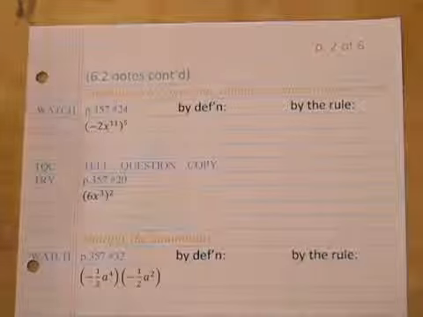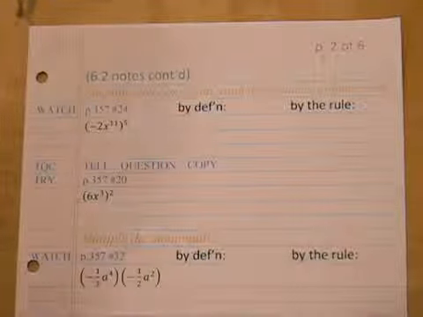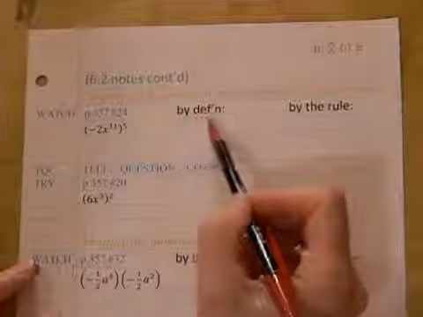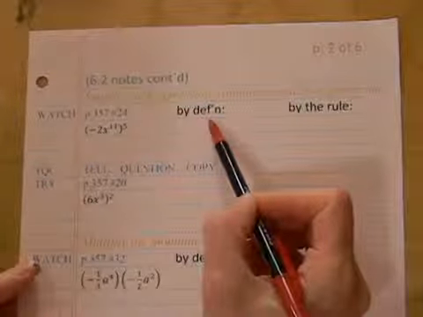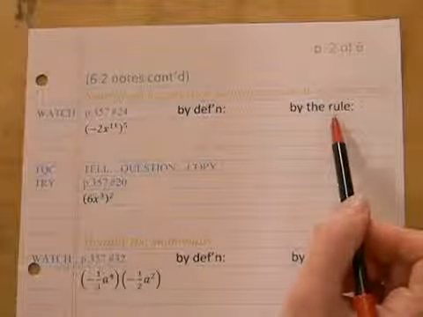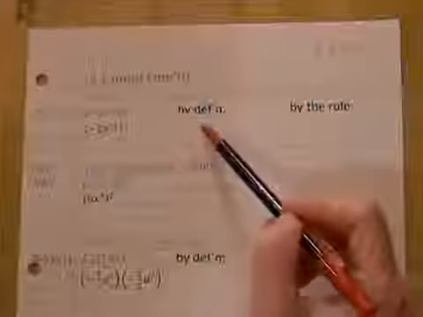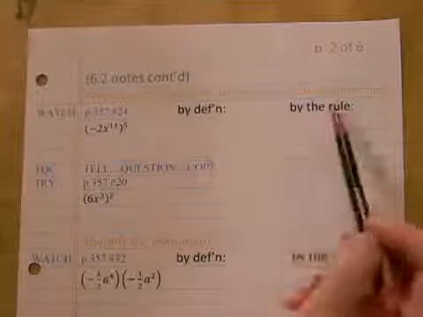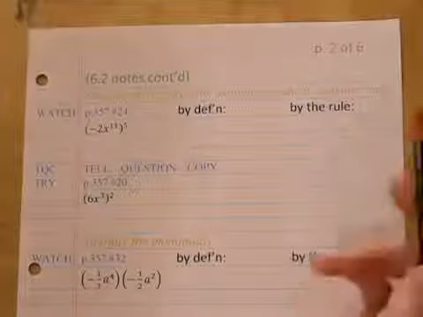6.2 continued, page 2 of the notes, moving on to another exponent rule, again where we're going to look at the definition, what it looks like written out, and then where that rule came from. That way you can choose to memorize the rule, but have the understanding of it so you can recreate it in case you forget or blank, which we all have happen to us every once in a while.